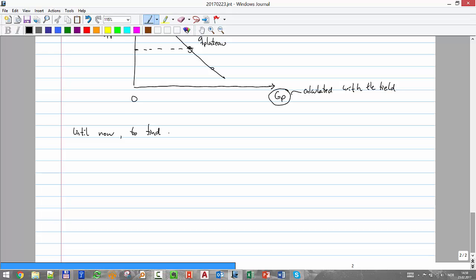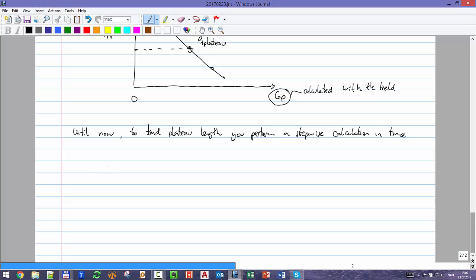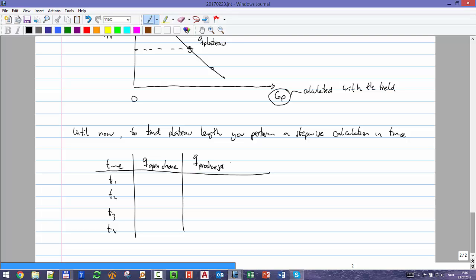So what you do until now to find plateau length, you perform a stepwise calculation in time, right? That's what we have done in the last class. We have a column time 2, time 3, time 4. Then you calculate Q open choke, and the Q that I want to produce. If Q open choke is greater than the Q that I want to produce, then I'm happy and I'm in plateau. If not, I have to use the open choke rate, and then you have to perform time-wise calculation.